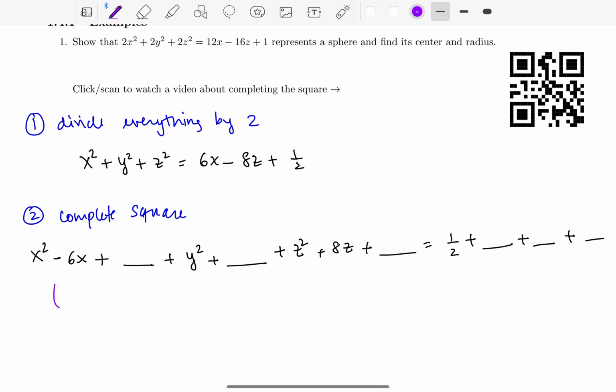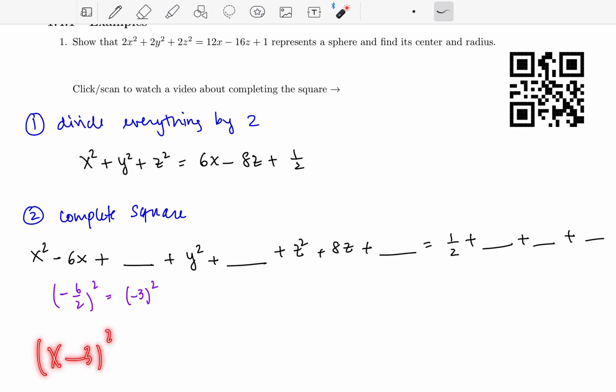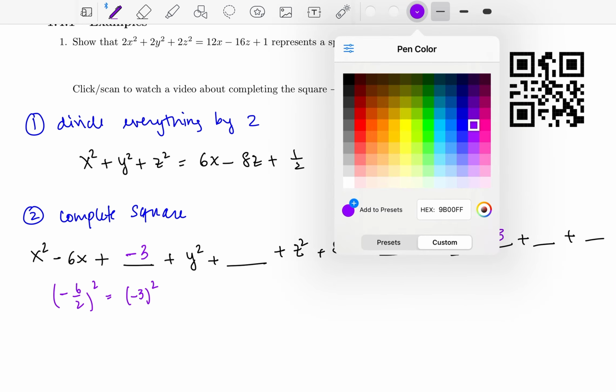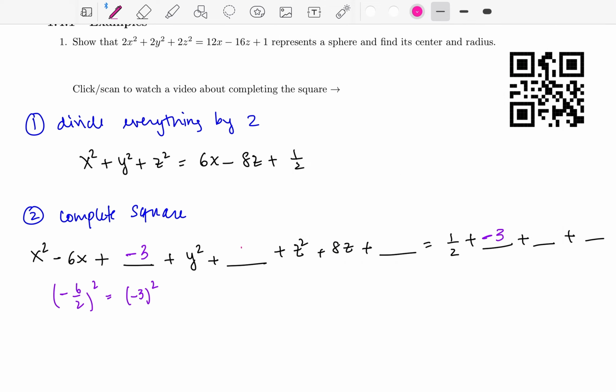So here I have to do -6 divided by 2 squared, so this is -3 squared. Keep in mind that this -3 is what you're going to write when you do x minus something squared. So if I have -3 there, I have to write -3 here to keep the equation going. Then for y squared, there's nothing. So this is already a perfect square. So I'll just add 0 for y.